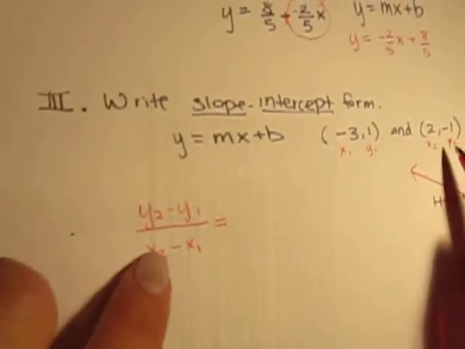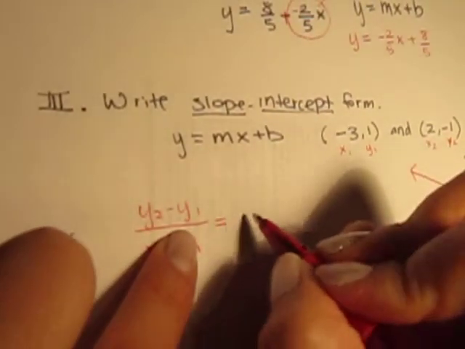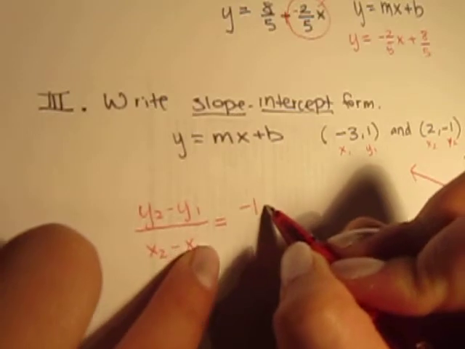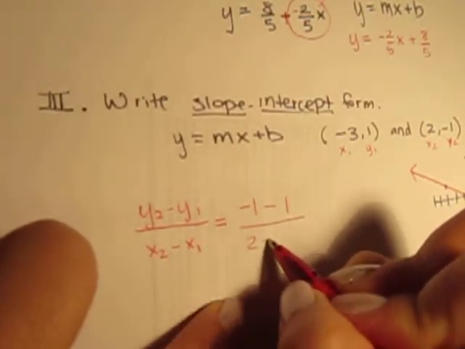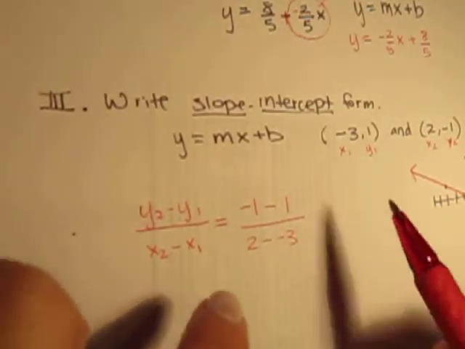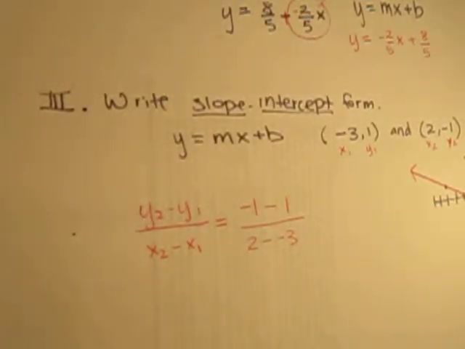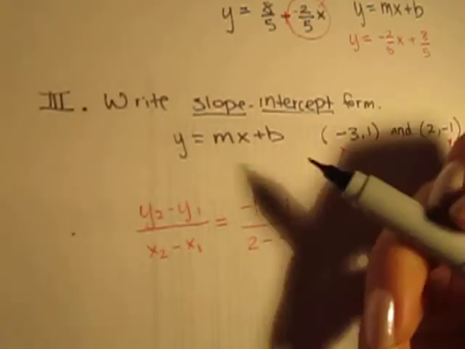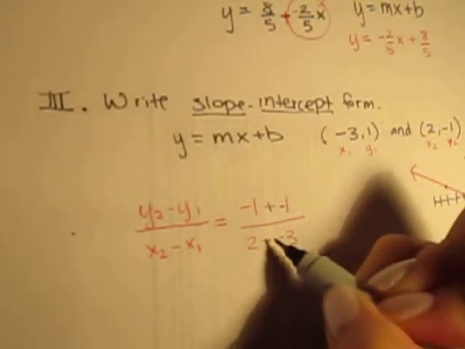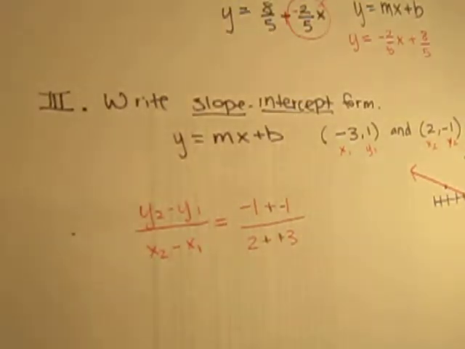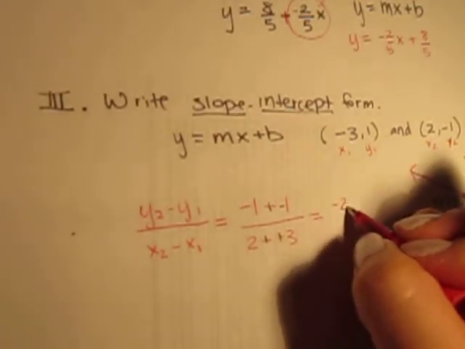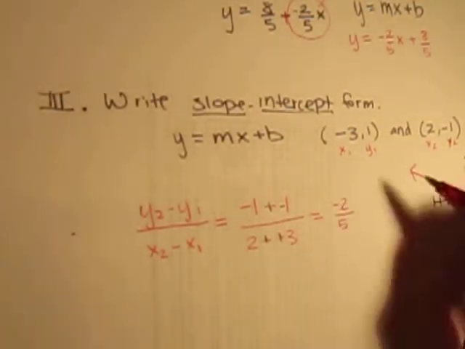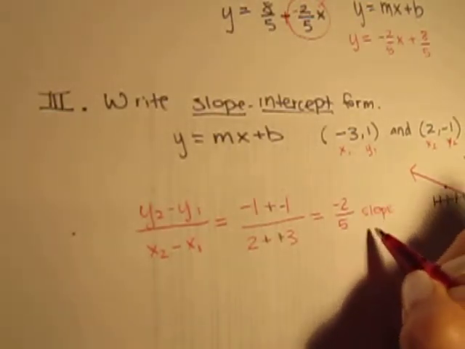So here, I'm going to just take each of these points and plug them in, and I get -1 minus +1 over 2 minus -3. At this point, I don't want to be mixing up or losing any negatives, so I'll go ahead and change these. And I end up getting a slope of -2 over +5. So here's my slope, or what we call our m.